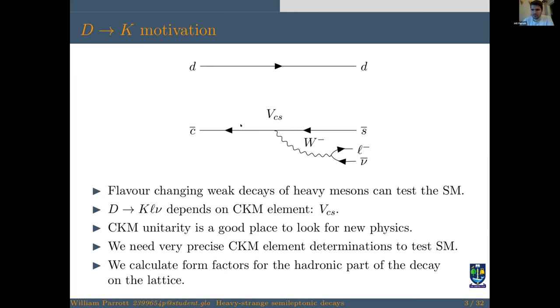It's worth noting that VCS is one of the elements which is close to one, and therefore it's important to have a good precision on it, because otherwise it drowns out the other elements in its unitarity tests. So it's particularly important to drive down the uncertainty on VCS.